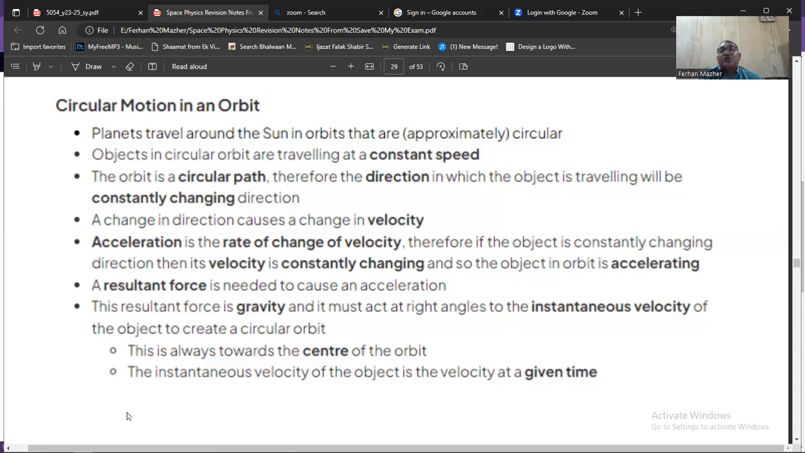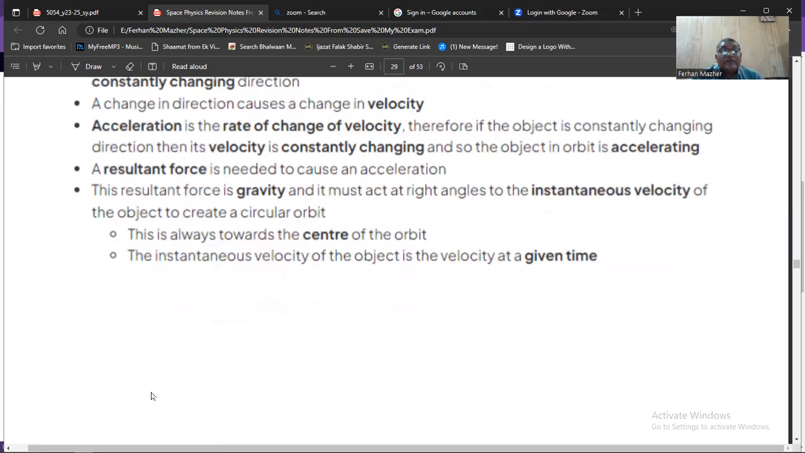A resultant force is needed to cause an acceleration. This resultant force is gravity, and it must act at right angles to the instantaneous velocity of the object to create a circular orbit. This is always towards the center of the orbit. The instantaneous velocity of the object is the velocity at a given time.